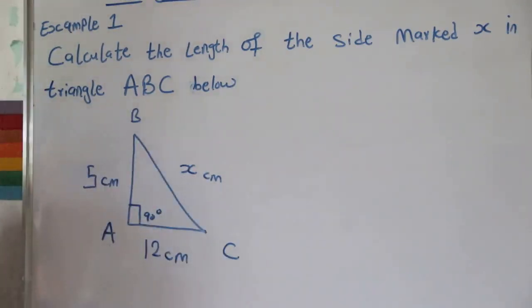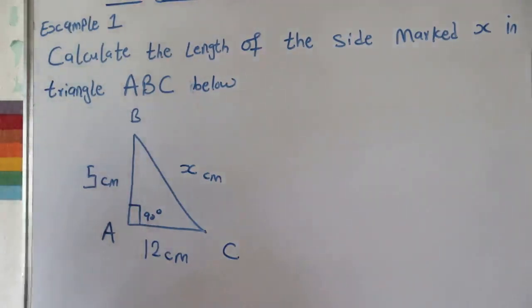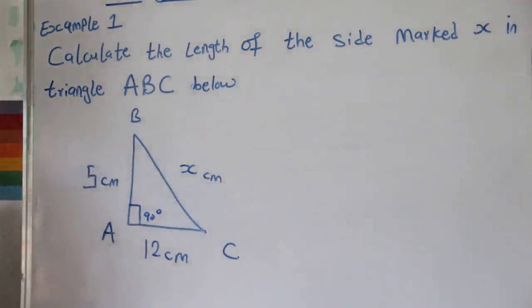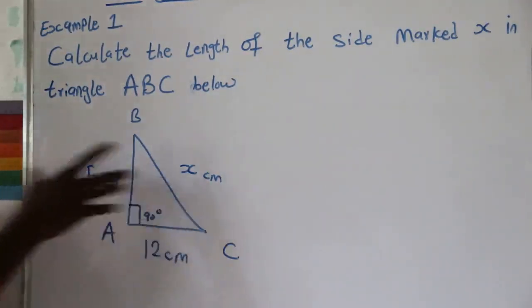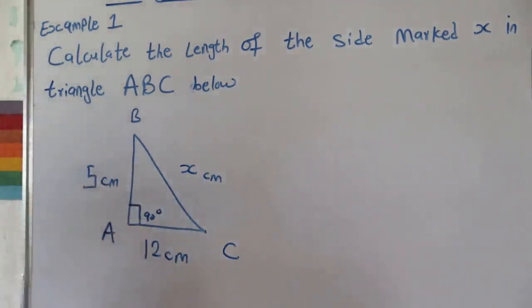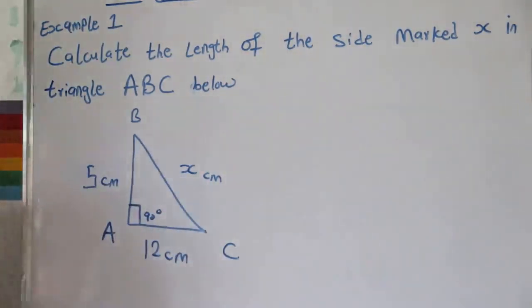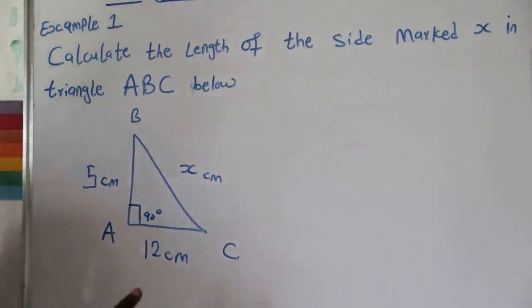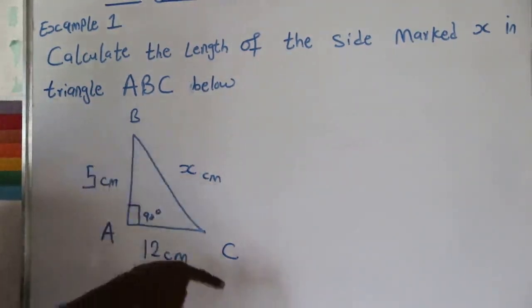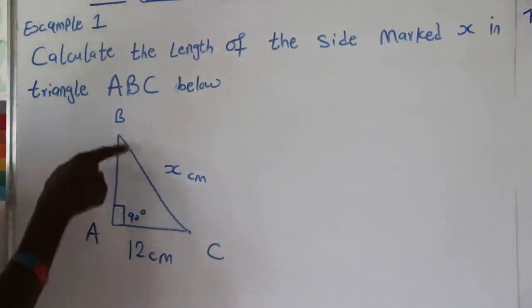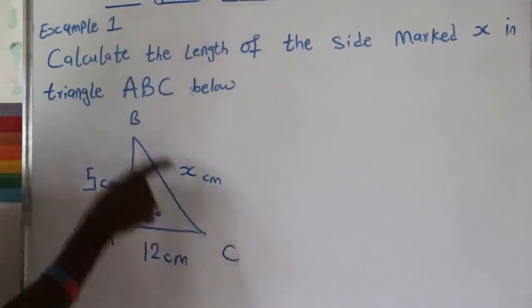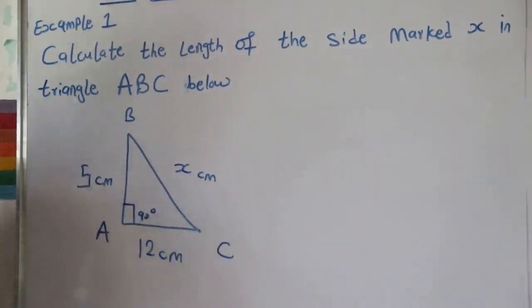Now, first of all, you have to ask yourself, do I still recall the Pythagoras theorem? Can I form it out from this place? Yes, sure, we can still form it out from this place. Now, let's look at it. The line of the hypotenuse here is BC, so we'll bring it out.